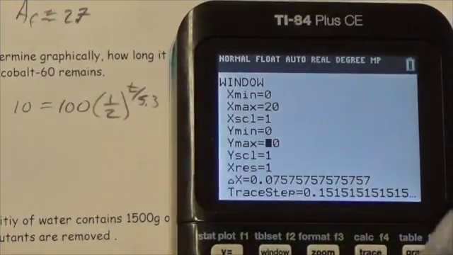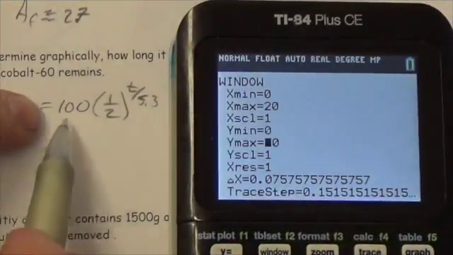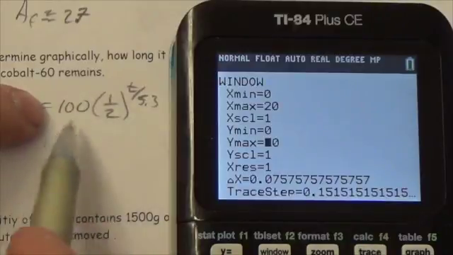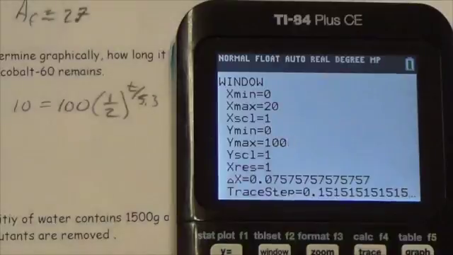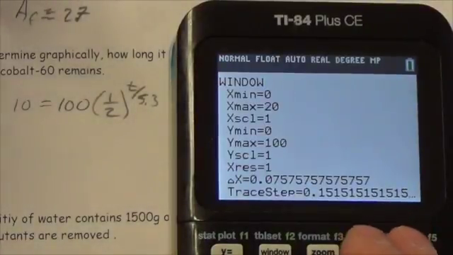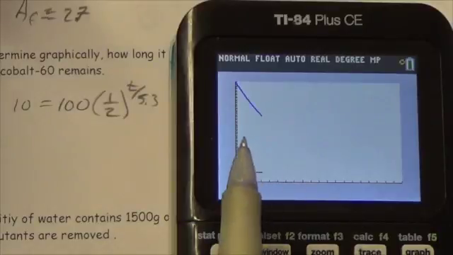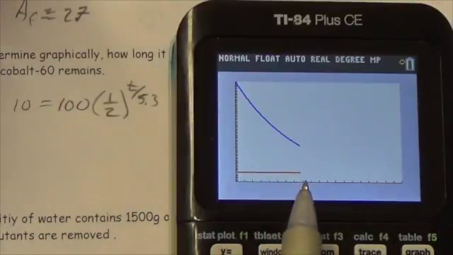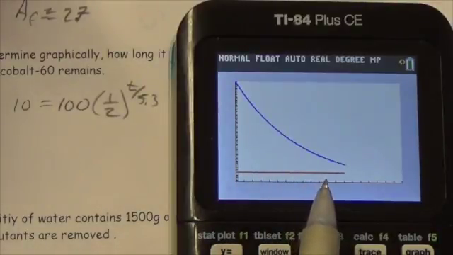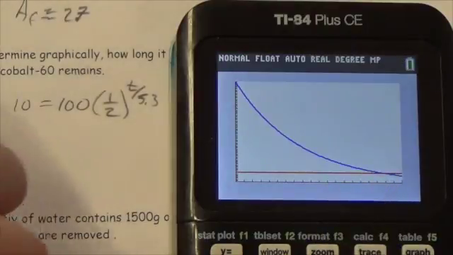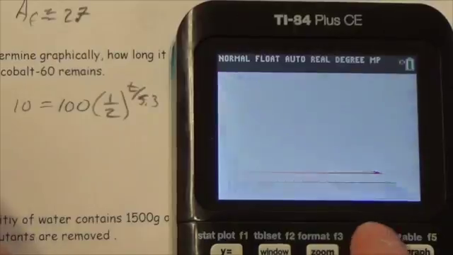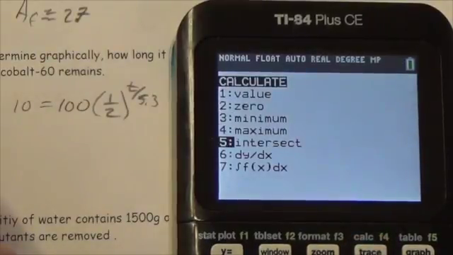Okay, and now we're going to make the maximum here, because the function starts at 100, we're going to make that maximum 100, just so that I'm hitting the y-intercept so I can see it. Now let's see what happens when I do that. Okay, so there's my graph coming down. There's my 10%. All right, good, and so there we do have a point of intersection. So now let's go find our point of intersection.